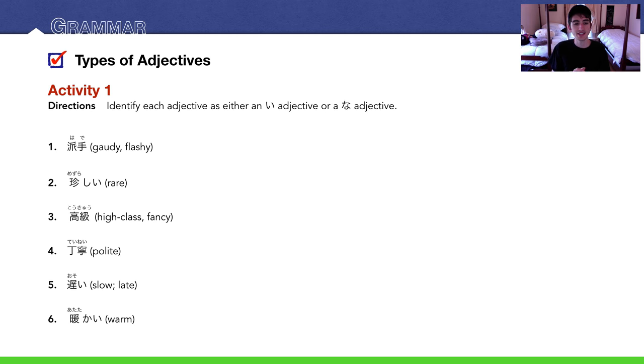Number four, teine. This has an e in it, but it's in kanji, okay? So it's a na adjective. Teine na, polite.